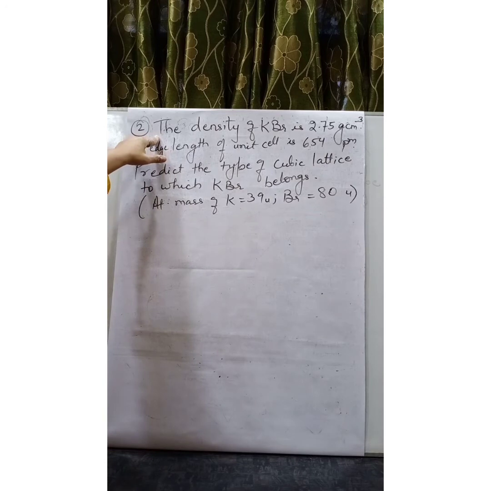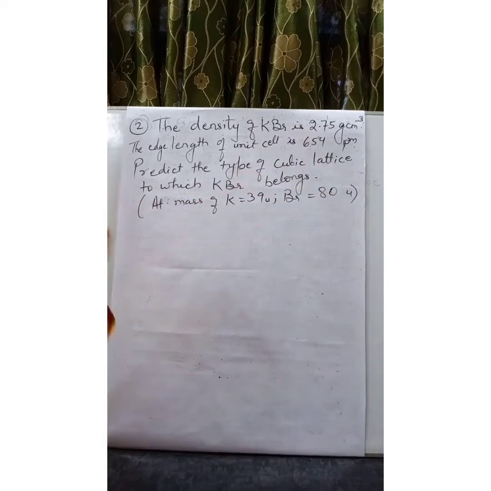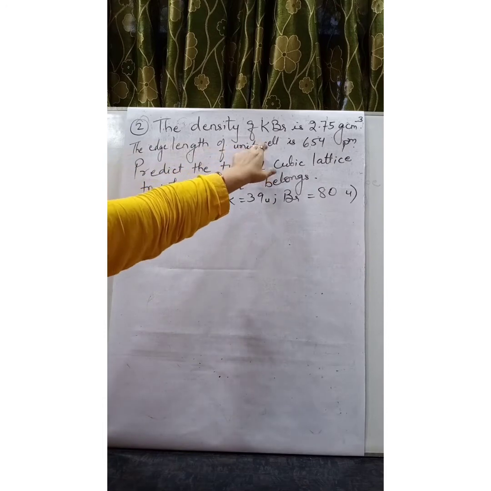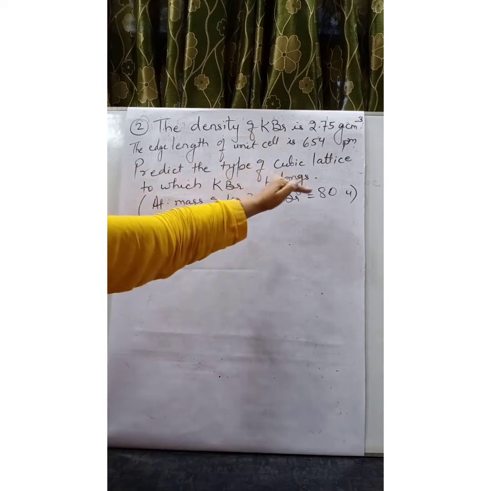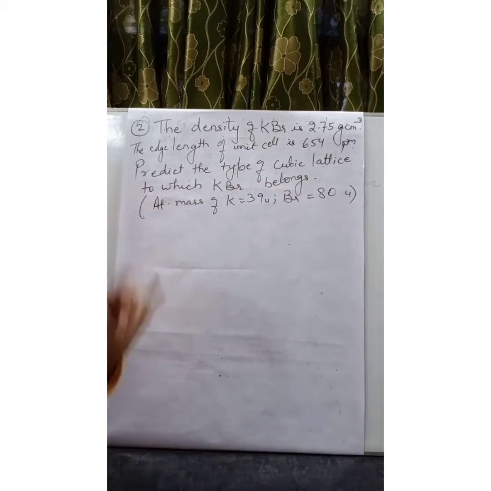Now let us move on to the next type of numerical. The density of KBr is 2.75 gram per centimeter cube. The edge length of unit cell is 654 picometers. Predict the type of cubic lattice to which KBr belongs. So basically you want to find out in what type of lattice structure this KBr is crystallizing, whether it is simple cubic, whether it is FCC, whether it is BCC, what is the type of the cubic lattice. Atomic masses of potassium and bromine are given to you.